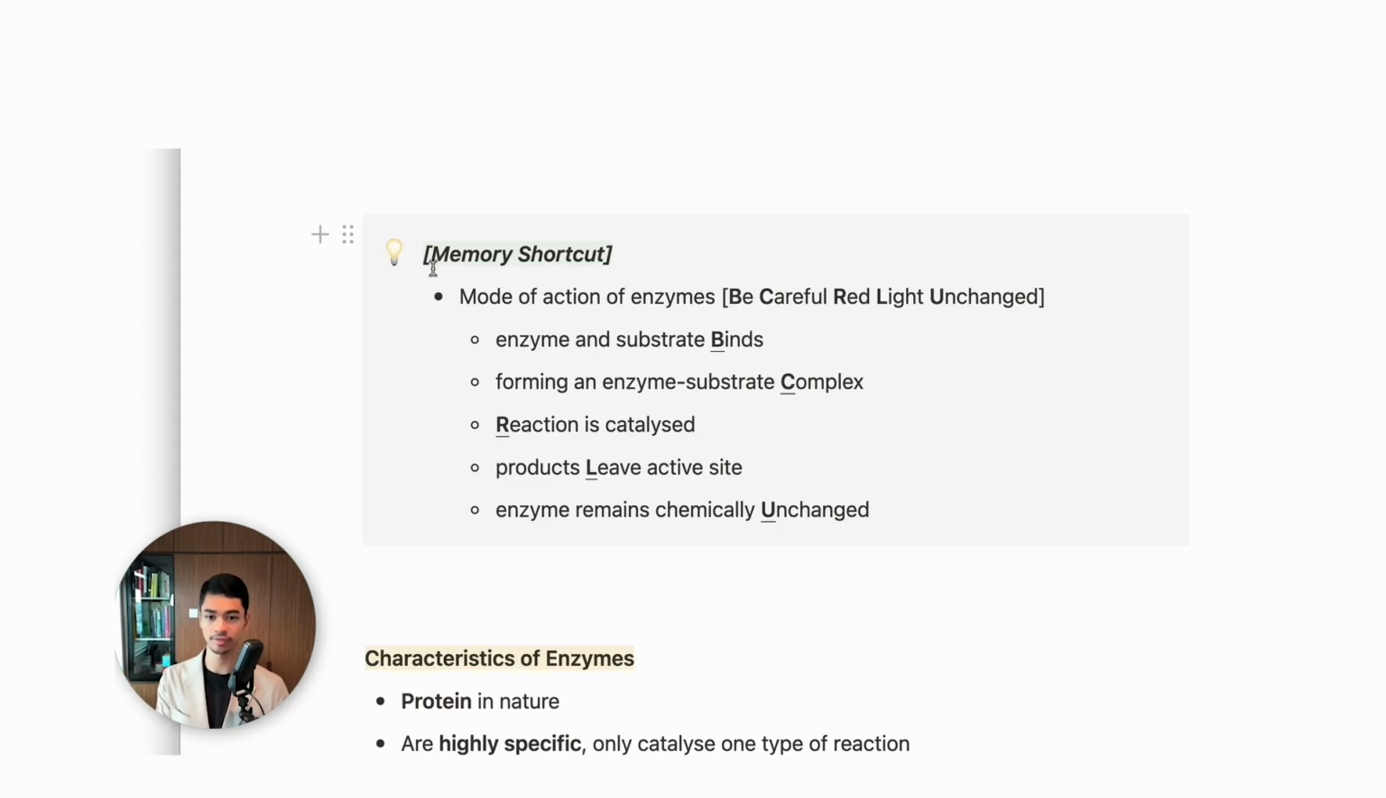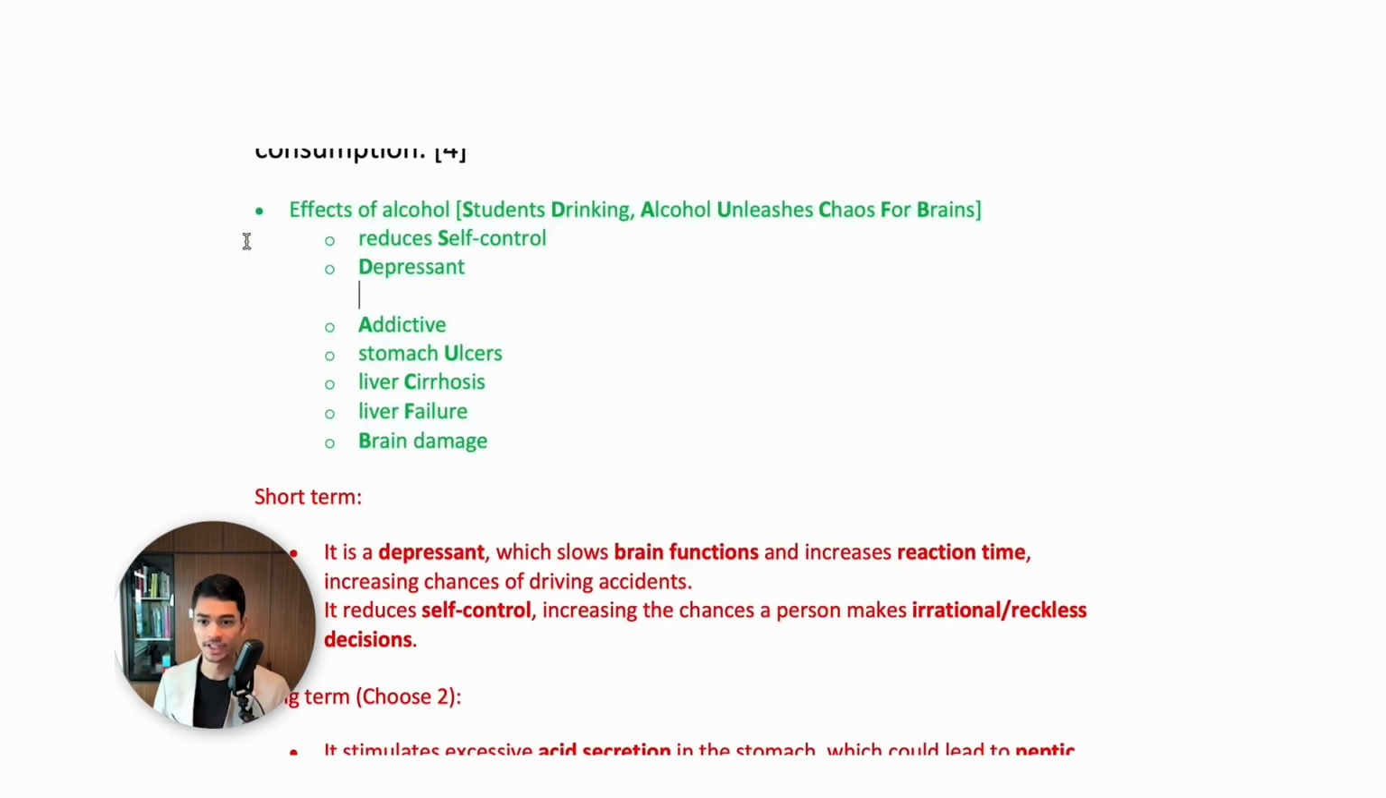Every time you see this kind of light bulb thing, it means there's a memory shortcut here. And it helps you memorize the content much faster. So the memory shortcut is students drinking alcohol unleashes chaos for brain. So this is for the effects of excessive alcohol. So self-control, reduce self-control, and D is for depressant. Okay, then the rest is the long-term effects.